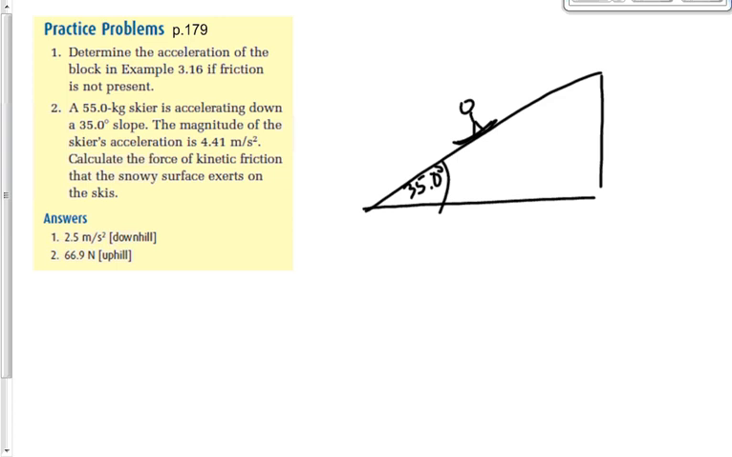The skier's acceleration is 4.41 meters per second squared. We want to find the force of friction, the force of kinetic friction, sliding friction between the snowy surface and the skis. All right, which way is this skier going to move? Up the hill or down the hill? That's an easy question, right? Okay, you're a skier, you don't slide up the hill, you slide down the hill.